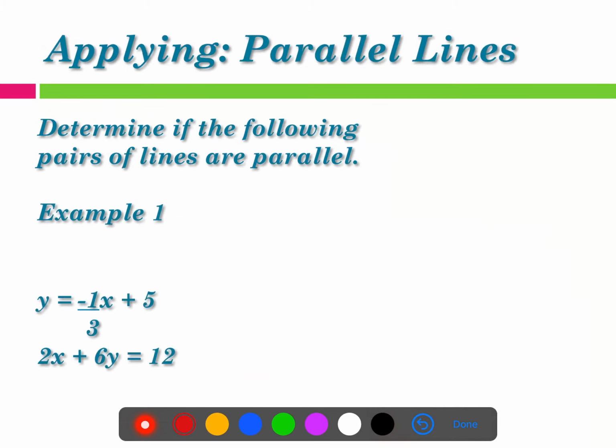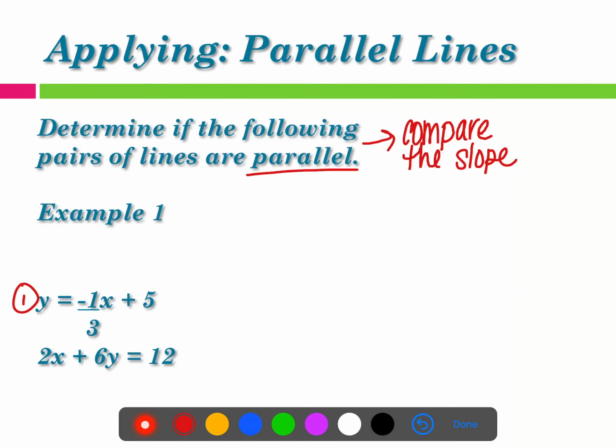Now, if we wanted to determine whether or not two lines were parallel, or in a couple minutes, if two lines are perpendicular, all we have to do is compare the slopes. So for parallel, we're looking, are these the same? In my first equation, this is already in y equals mx plus b, so I can see that my slope is -1/3.